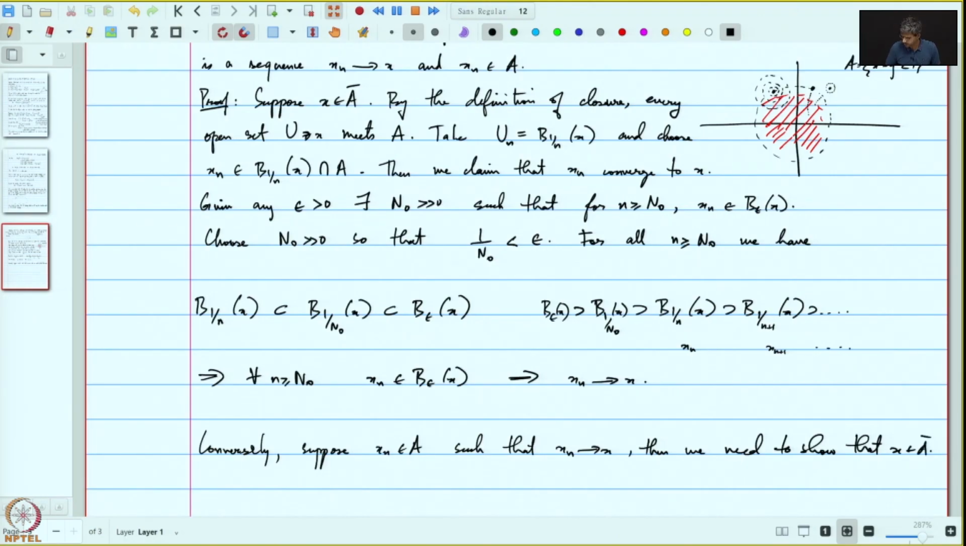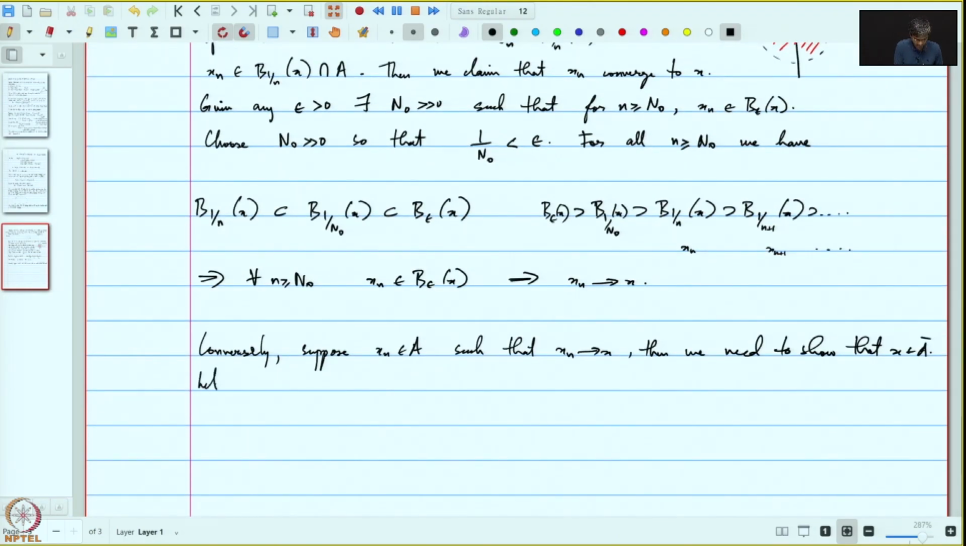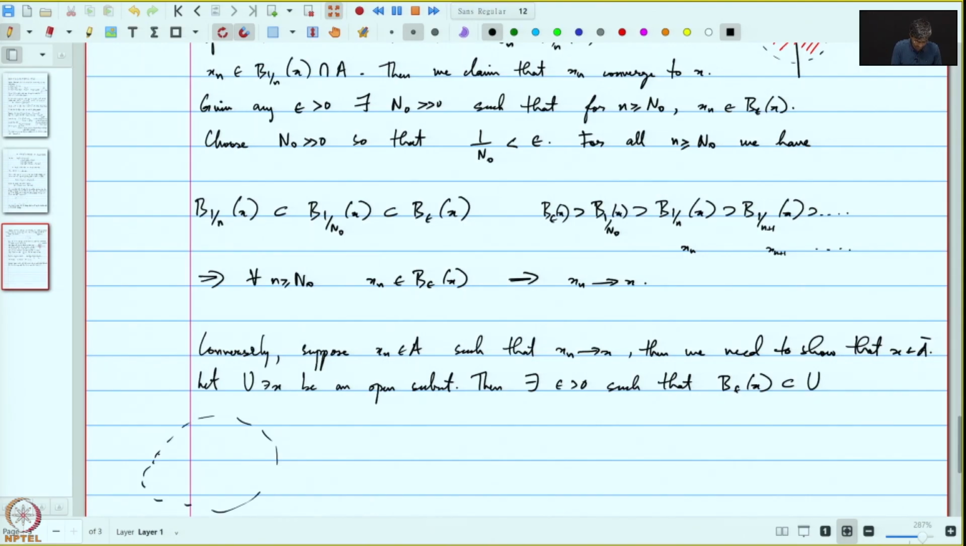So once again we will use a definition. So let U containing x be an open subset. By the definition of the topology on X, which is given by the metric, there exists an epsilon positive such that B(epsilon, x) is completely contained inside U. So U is some open set which contains x, let's say x is here. So we can find an epsilon such that B(epsilon, x) is completely contained inside U.